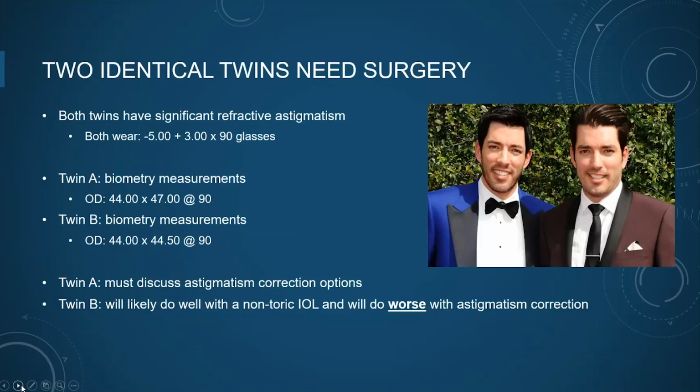So when we are going to do surgery in twin A, we certainly have to discuss the astigmatism correction options for this patient. Now, this is 3 diopters of astigmatism. A toric IOL will probably be the best option for this patient, especially if finances will allow. But for twin B, this patient will very likely do well with a non-toric IOL, and will probably do worse with astigmatism correction with a toric IOL or even with a limbal relaxing incision.